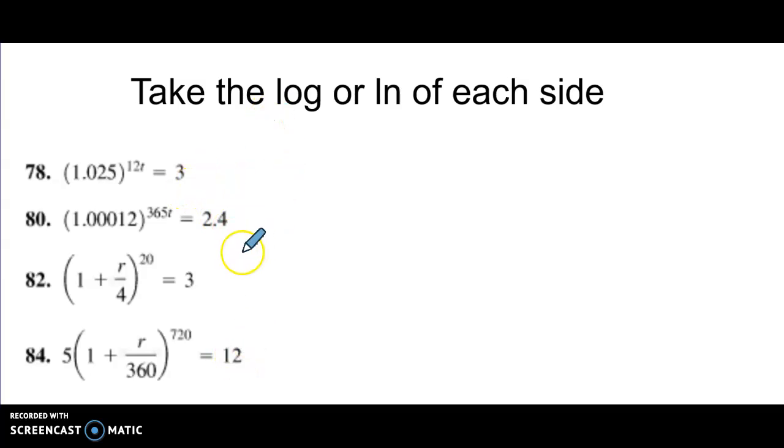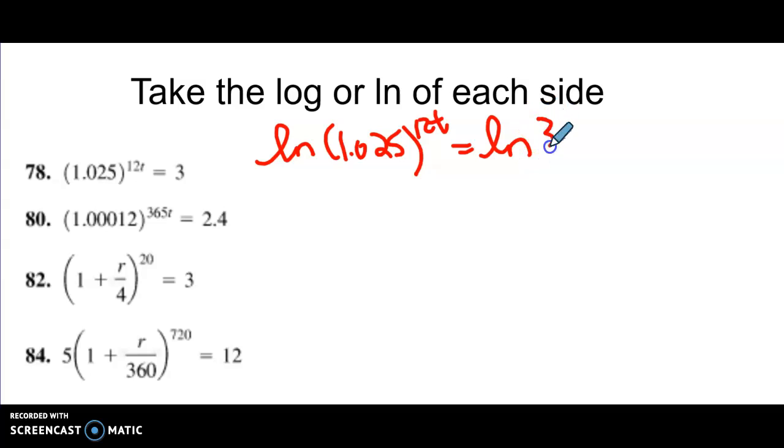Now, to solve an equation, instead of rewriting it as a logarithm, one thing you can do is just take the log or natural log of both sides. Okay, it's an equation. You can do the same thing to one side as you do to the other. It doesn't matter if I said log or natural log, both of them are buttons on my calculator.